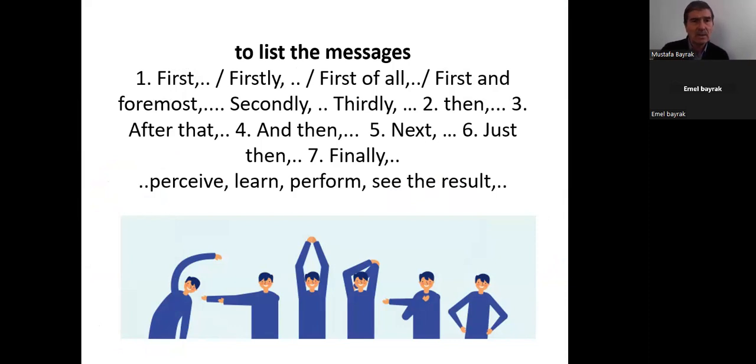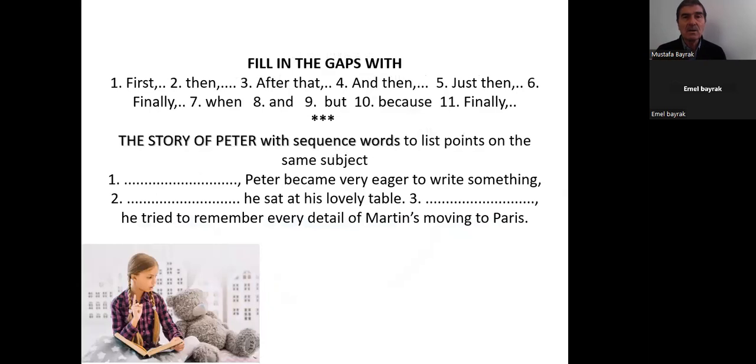So, first of all, we perceive something. We get the message. Then we learn it and we perform it. We practice that knowledge, or we think about that knowledge, and we see the result. After performing, after implementing, after practicing, we see the result. Now, let's practice it in a situation, in a context, by filling the gaps.